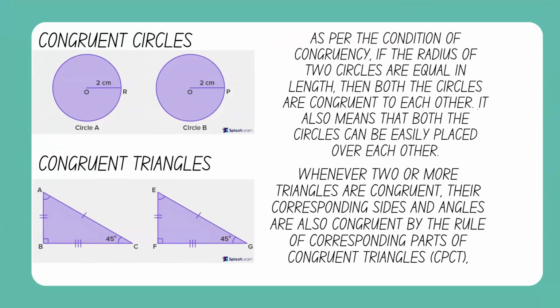So the congruent circle. As per the condition of congruency, if the radii of two circles are equal in length, both circles are congruent to each other. It also means both circles can be easily placed over each other. Another is congruent triangles. Whenever two or more triangles are congruent, their corresponding sides and angles are also congruent, by the rule of corresponding parts of congruent triangles.